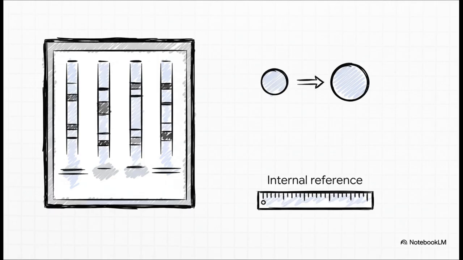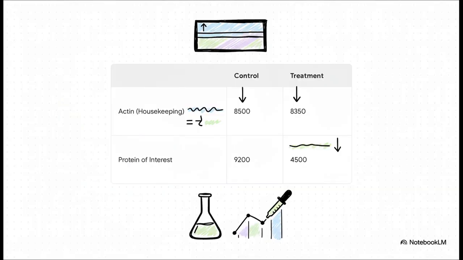This is a protein, like actin, that should always be at the same level in all your samples. It's our internal ruler, our reference point that lets us correct for any of those little loading mistakes. So here's what your raw data might look like in Excel. You've got the area values for your housekeeping gene, actin, and for your protein of interest in both the control and treatment samples. Now, notice the actin values. They're pretty close, right? 8,500 and 8,350, but they're not identical. That small difference is exactly what we need to correct for.